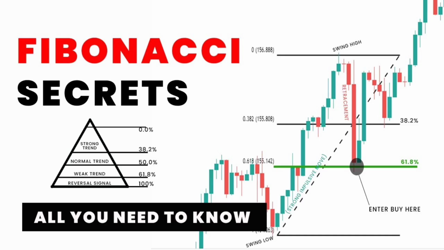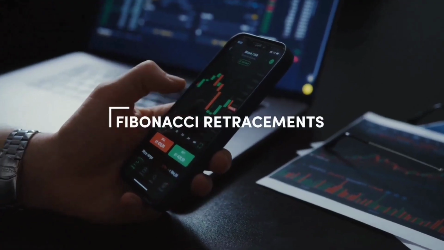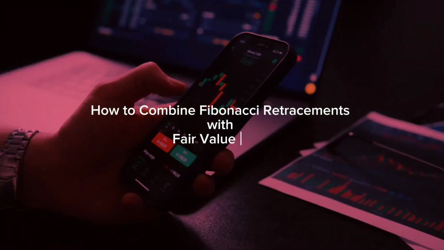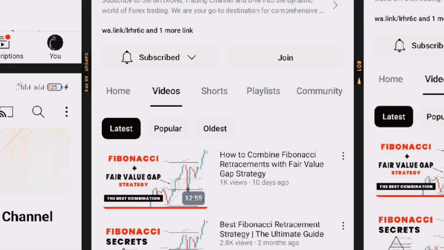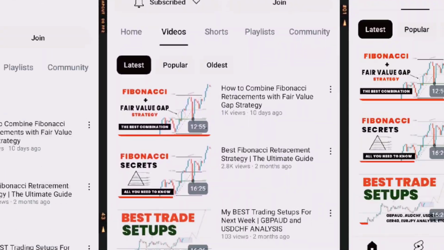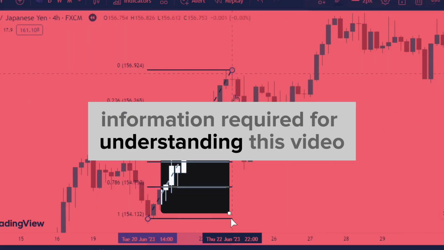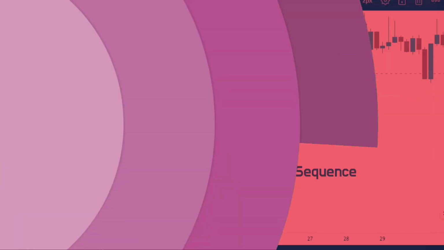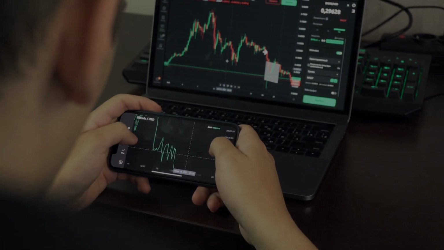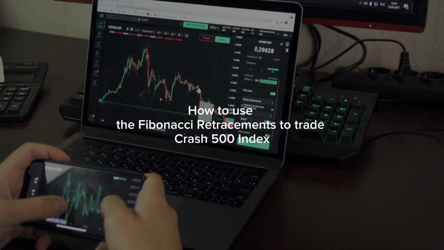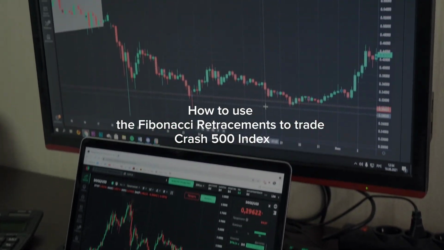Previously, I had shown you how to use the Fibonacci Retracement tool and how to combine it with the concept of fair value gap. If you have not watched that video, please do so, as some of the vital information required for understanding this video are already mentioned there. Today, let's see how to use the Fibonacci Retracement to trade Crash 500 index.